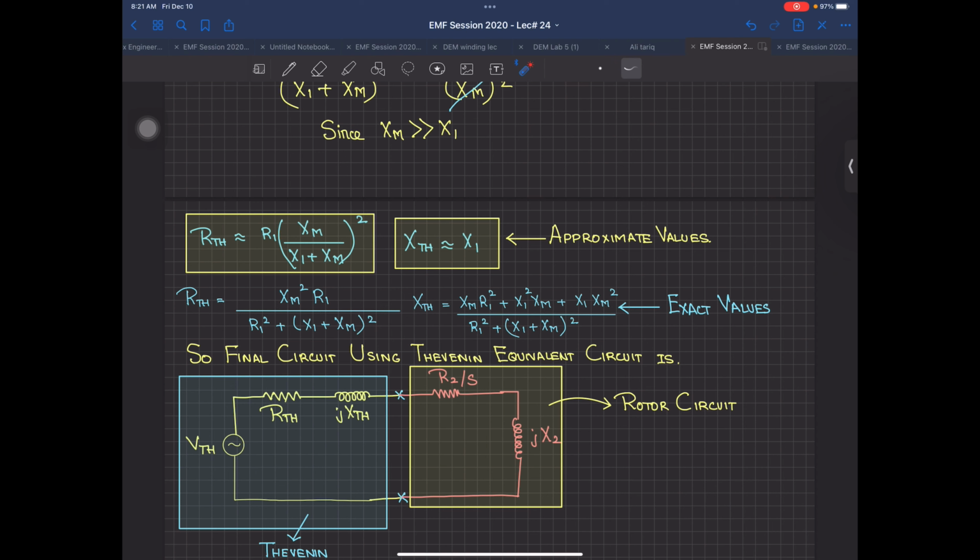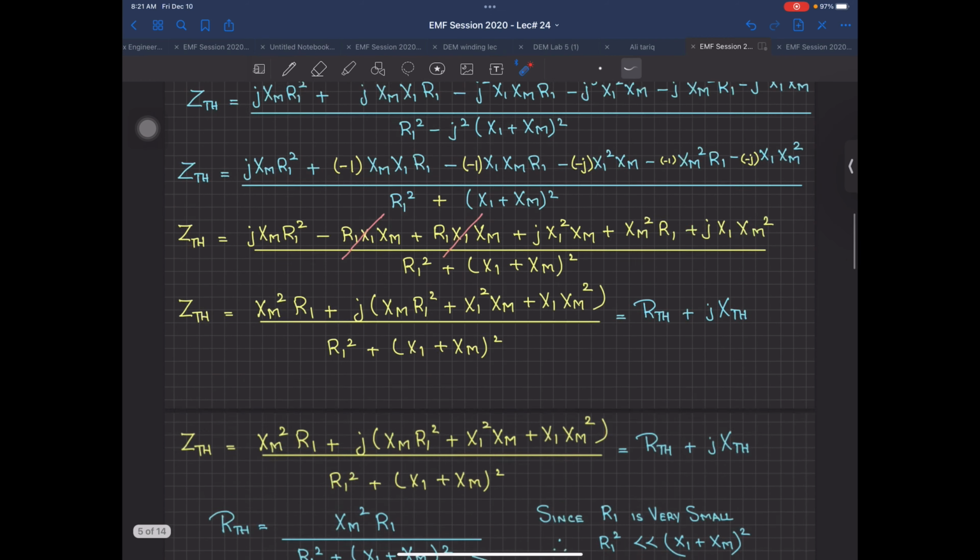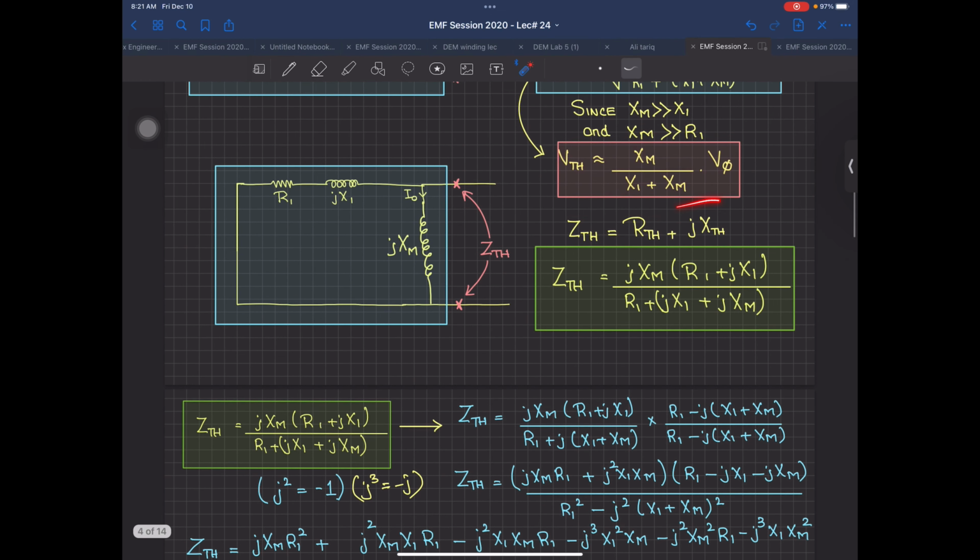And I told you yesterday also that if you have a question of just 3 or 4 marks and you are asked to only find the torque, then for the torque you only require P_AG divided by omega S. For P_AG you only need to find I2. So first, X Thevenin is equal to X1, R Thevenin is equal to this form, and V Thevenin. Just using these three equations, you can easily arrive at your I2.